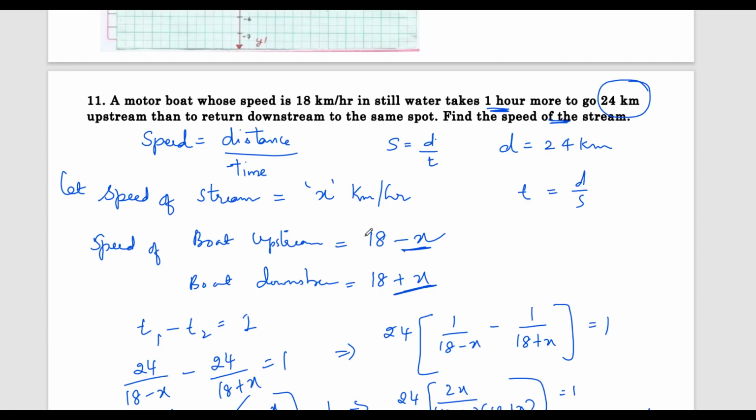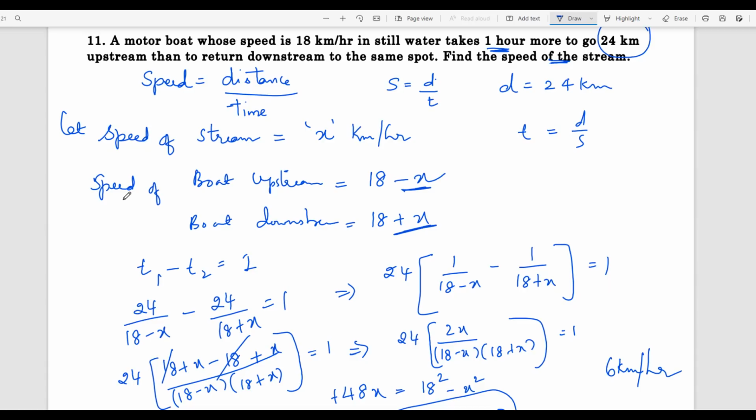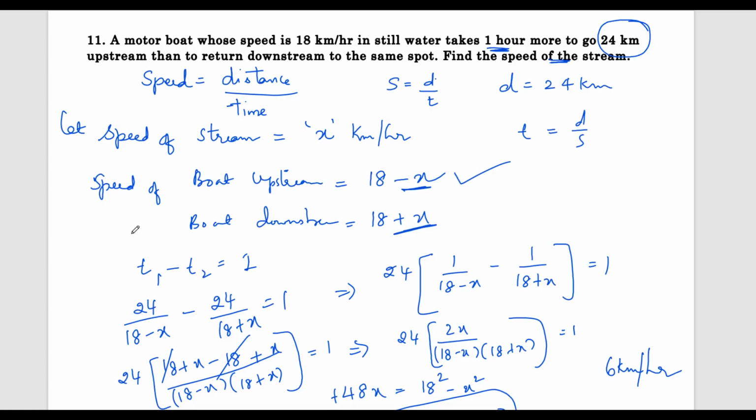When you're traveling from your home to school, the distance will be the same, but the speed at which you travel will vary day by day. That is, d equals 24 kilometers. Now, let us assume the speed of the stream is x kilometers per hour. The speed of the boat upstream, going from a lower point to a higher point, will be reduced, that is 18 minus x. In the same way, the speed of the boat downstream will increase, therefore it is 18 plus x.